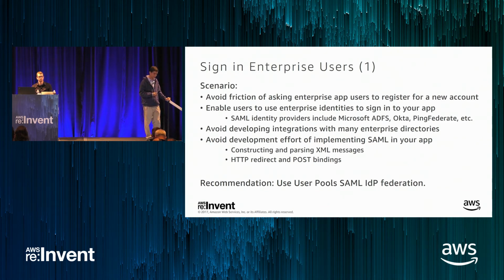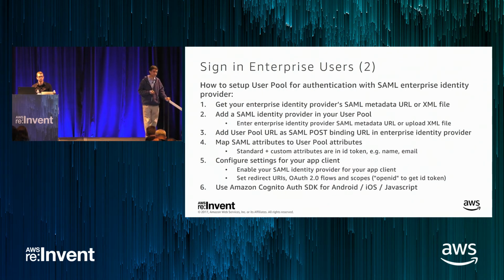And how you set it up is like this. Similar kinds of steps like for the social identity providers. SAML makes it slightly easier to set up the trust between Cognito and the SAML identity provider. SAML defines an XML metadata file, and you get that from the SAML identity provider and upload that to Cognito, or you give Cognito a URL from which it can download that metadata.